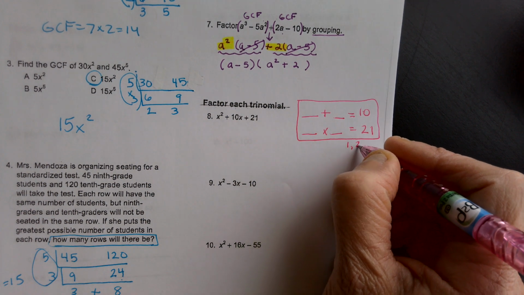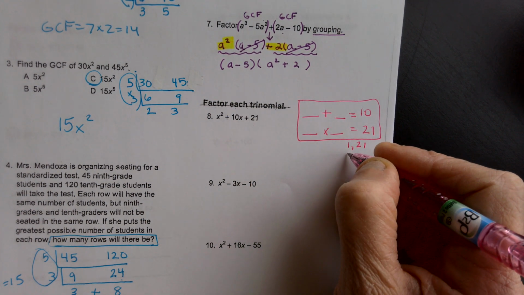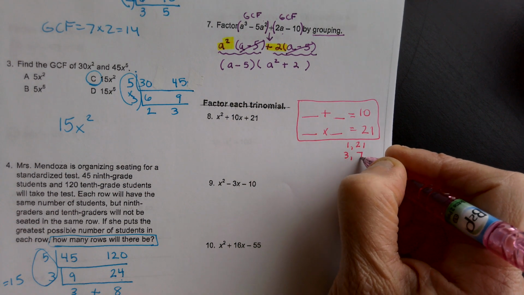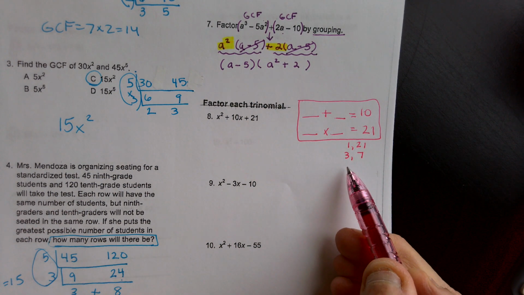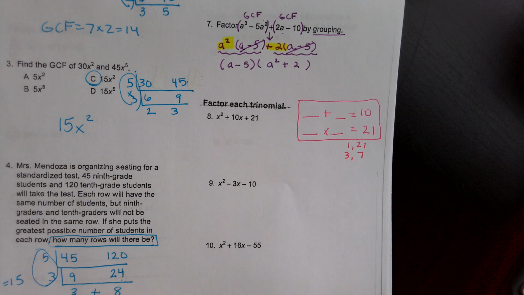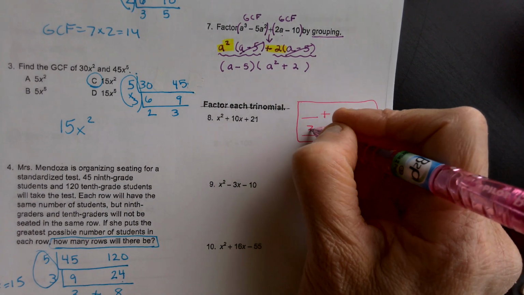You have 1 and 21, 2, no, 3 and 7, 4, no, 5, no, 6, no, and I'm back up to 7, so I'm done. Those are my only factors. Those are my only choices. You can see it's 3 and 7.